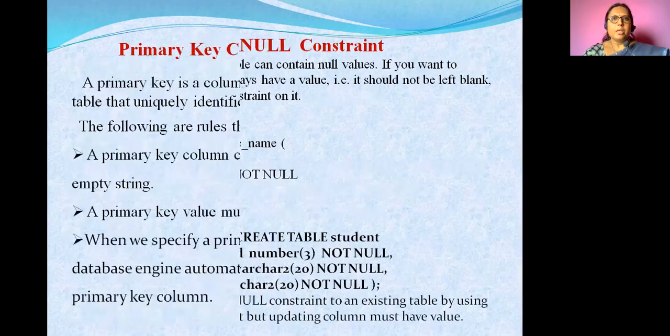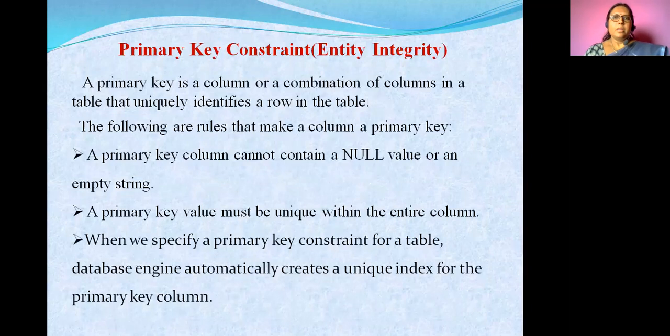Here, the primary key constraint is also referred to as entity integrity. Integrity means completeness of your data. When you apply a primary key to a column, that column cannot contain a null value or an empty string or empty number. The second rule is that when you define a column with a primary key, that column must contain a unique value within the entire column of that table.